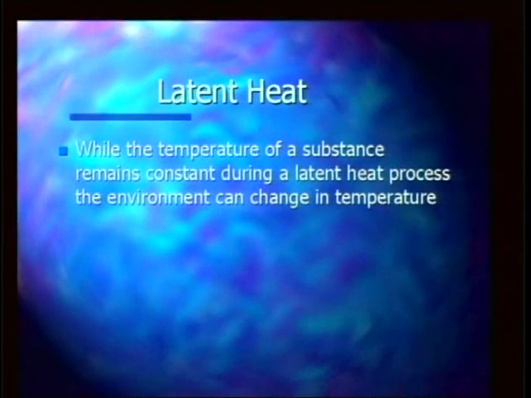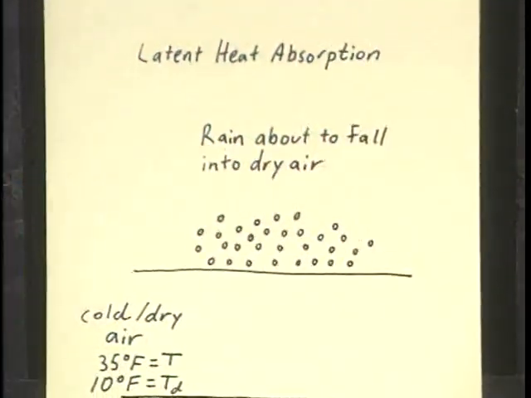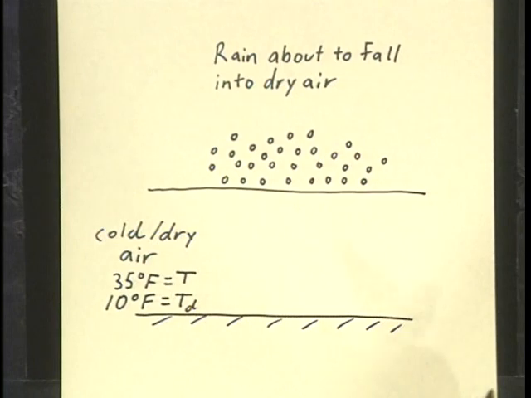So in summary of latent heat, the temperature of a substance remains constant during a latent heat process, but the environment is going to change in temperature. And on the overhead camera, look at latent heat absorption. Again, an example of that is rain falling into dry air.